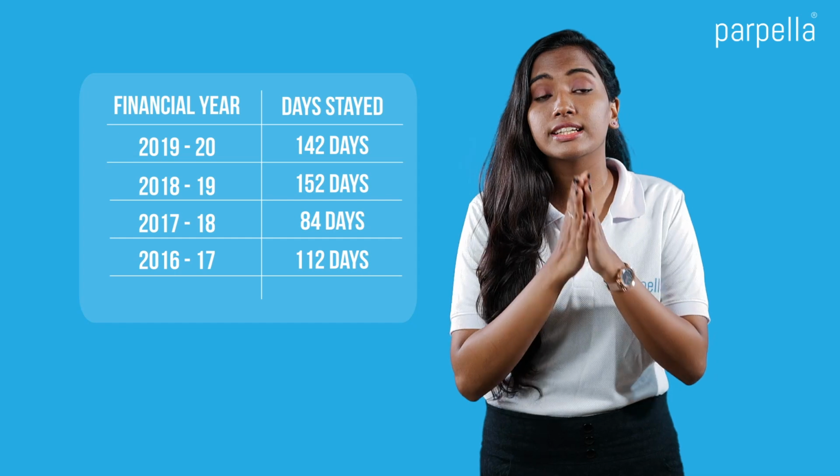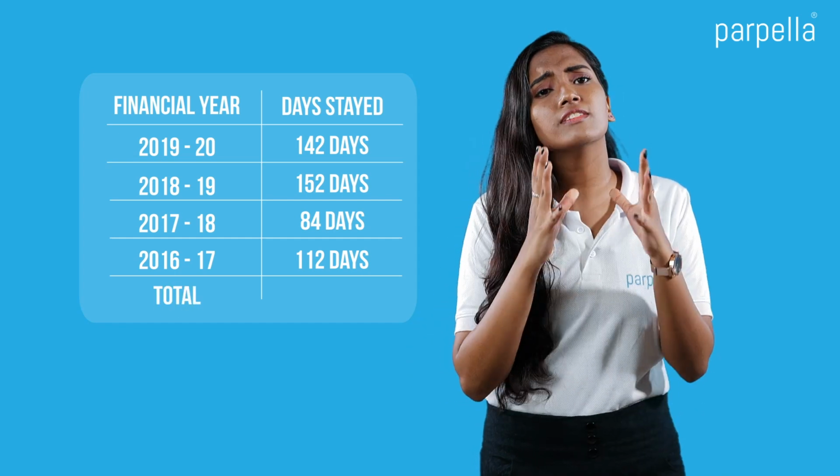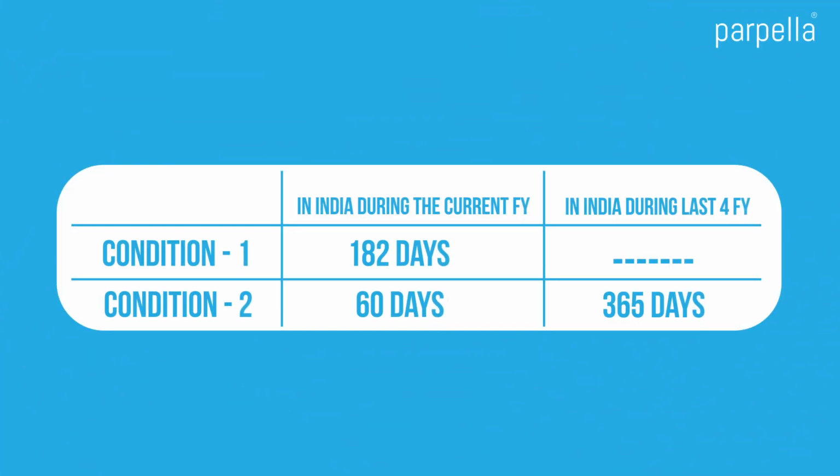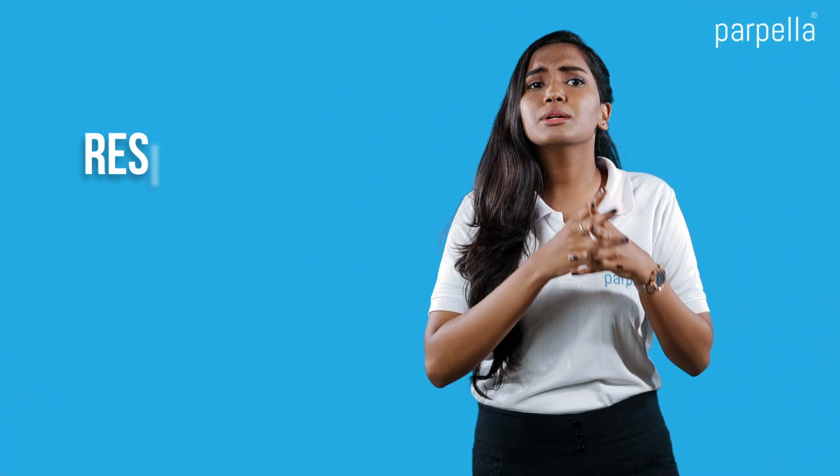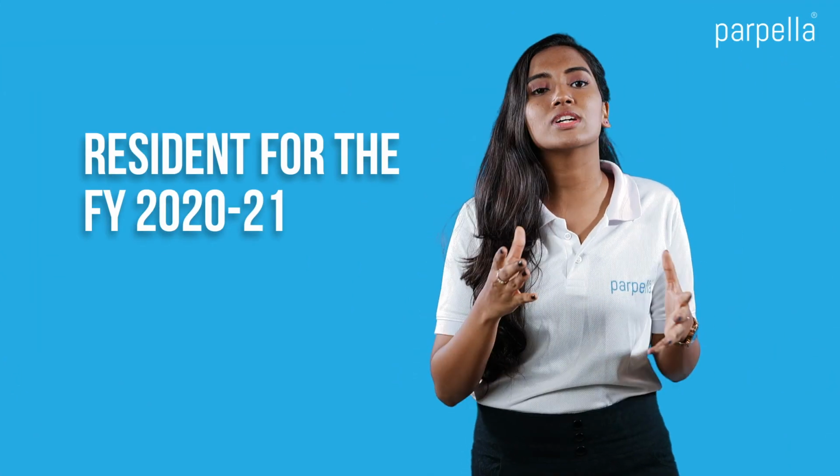So, the total number of days that he stayed in India for the last 4 financial years will sum up to 490 days. Since he stayed in India for 162 days, the first condition is not satisfied as it is lesser than 182 days. Since he stayed for more than 60 days, the second condition has to be checked, and the total number of days stayed in India for the preceding 4 financial years is 490 days. Here, we can see that the second condition is satisfied as the total number of days stayed in India for the last 4 financial years is greater than 365 days. Thus, he becomes a resident for the financial year 2020 to 2021. I believe with this example, you got a better idea to determine the residential status of an individual.